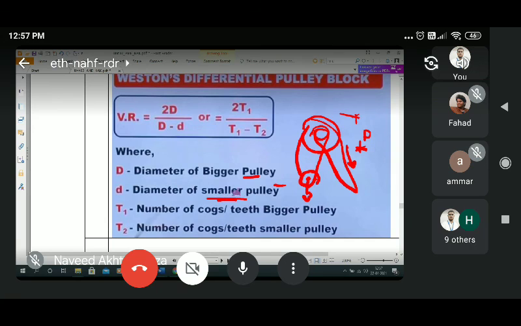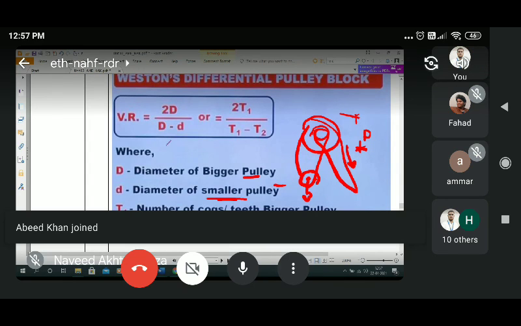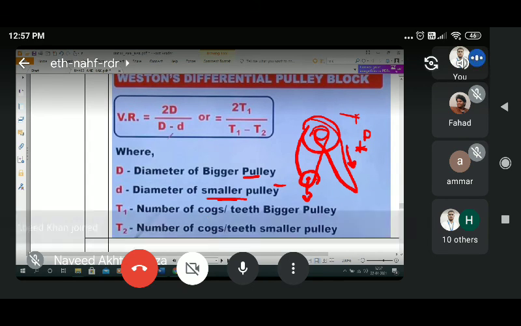So what is the velocity ratio? The velocity ratio here is 2D upon D minus d. Or in terms of the number of teeth, it is 2T1 divided by T1 minus T2. Okay, so this is the velocity ratio for the Weston differential pulley block.